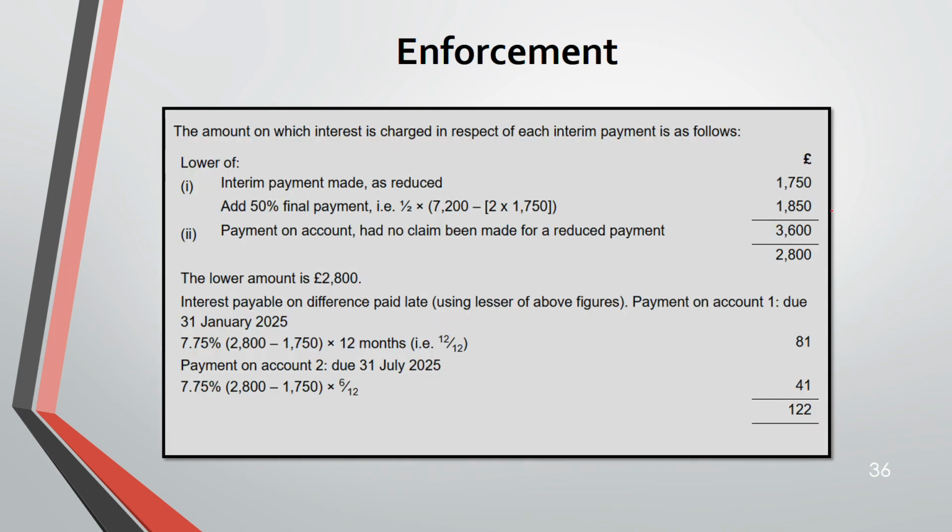Here we have got the lower amount, out of 3,600 and 2,800. Lower amount is 2,800. Actual payment is 1,750. So we take the difference, take the interest rate for the underpaid tax, and you have been 12 months late for payment on account 1, and for payment on account 2, you have been late by 6 months. Add both interest, and this is the total interest.